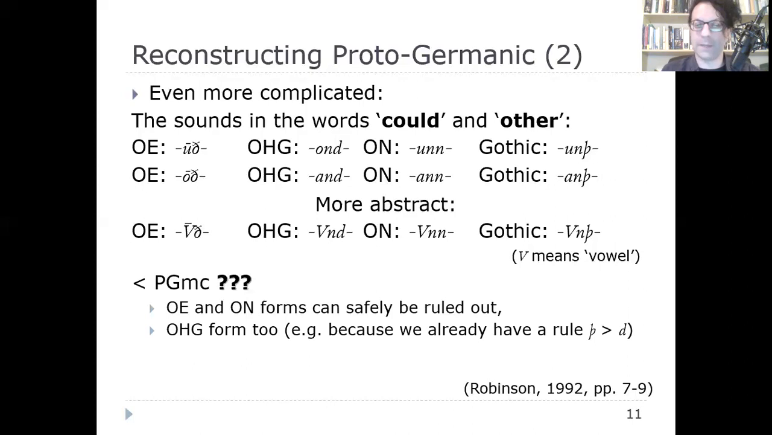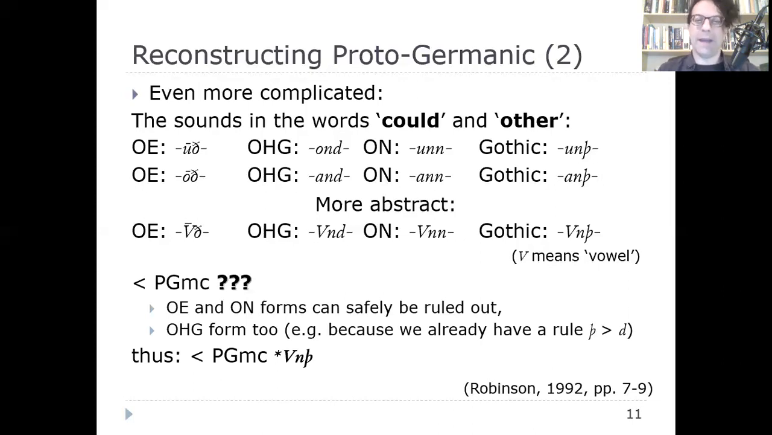And we already have a rule that dental fricatives can change to D in Old High German, right? So all of these words are not existing somewhere in space, completely isolated from everything else. But of course, we have to keep in mind the other sound changes that we've already seen in the simpler examples. So we already know that th became a d sound in German, which means that the Gothic version, short vowel, followed by N, followed by TH sound, so either unth or anth in these two words, is the closest we can get to reconstructing a possible Proto-Germanic form here for the words could and other.